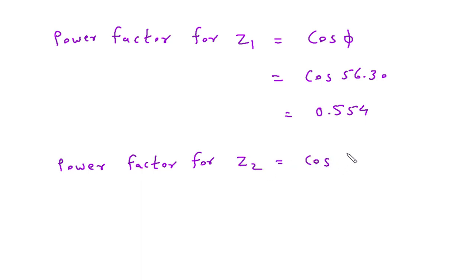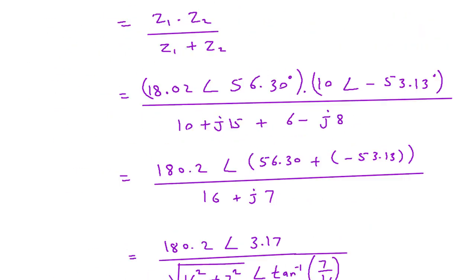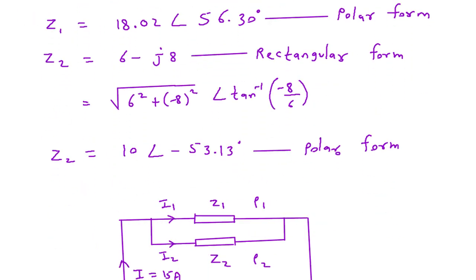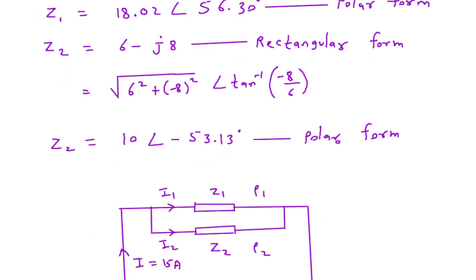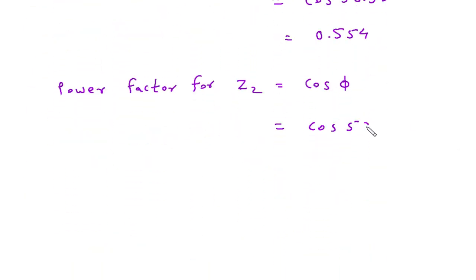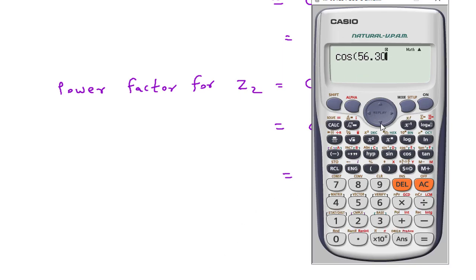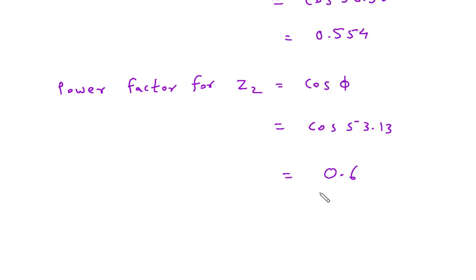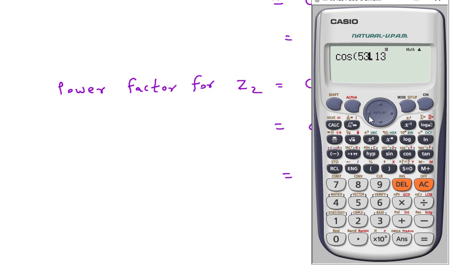Then power factor for Z2 will be cos of phi. It will be cos of the angle of Z2. The angle of Z2 is 53.13, so it will be cos of 53.13. It is 0.6, or we can take minus, so it will be the same.